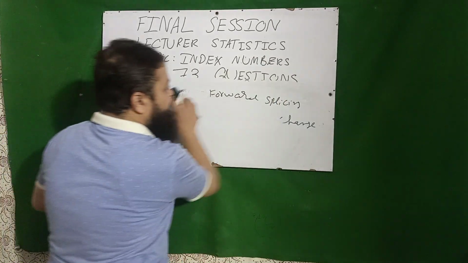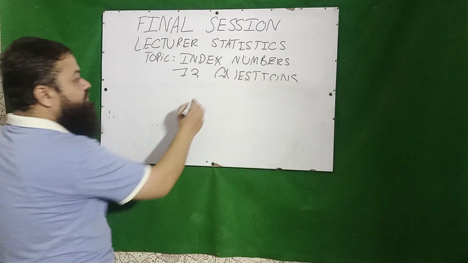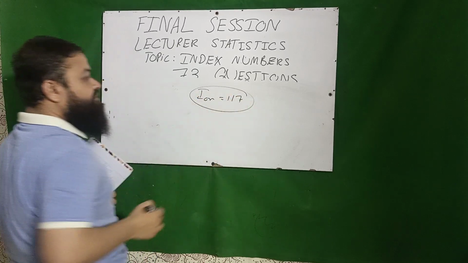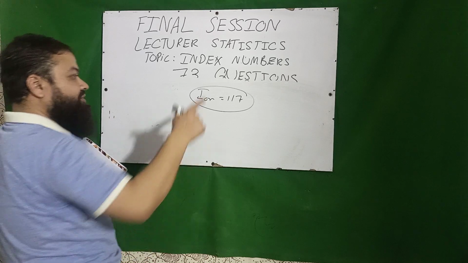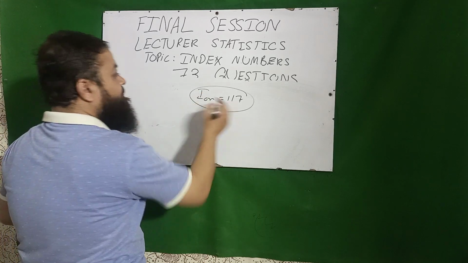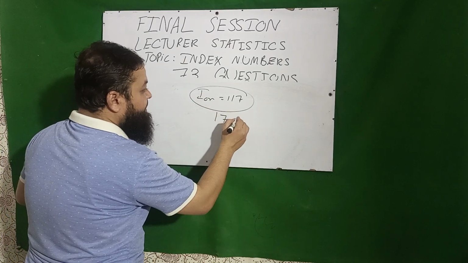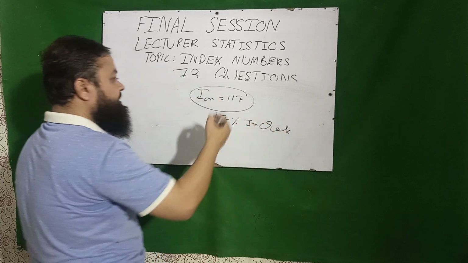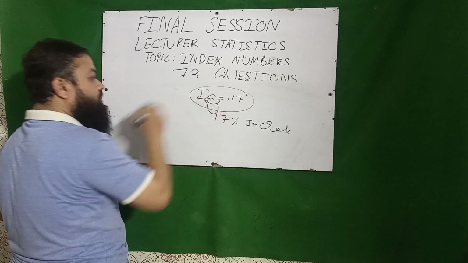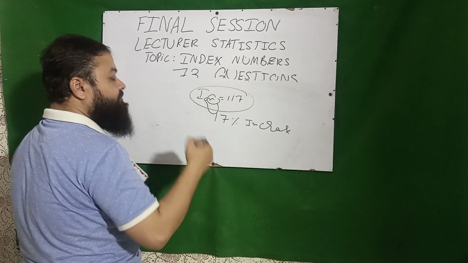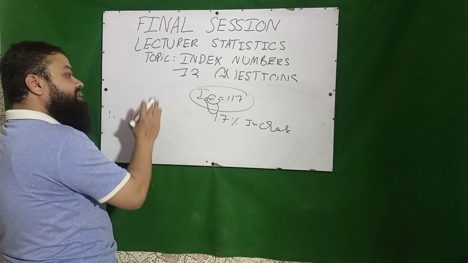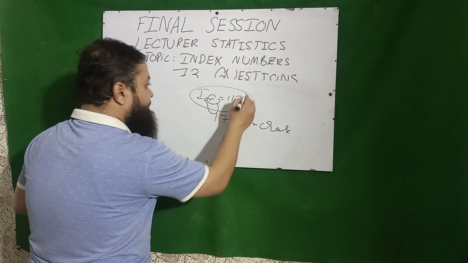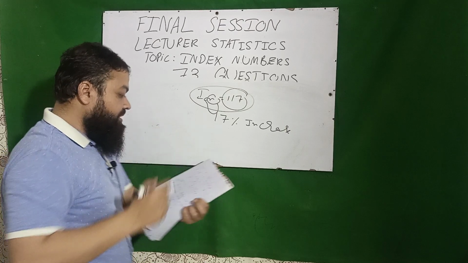Next question is very important. For example, the answer of index number is 117. As I told you, it has two meanings. A very important question for the written test as well as interview. One meaning is that there is an increase of 17% in the price or quantity of the new year as compared to the old year. The second meaning is that, for example, the price was 100 for the base period. Now for the current year, it is 117.